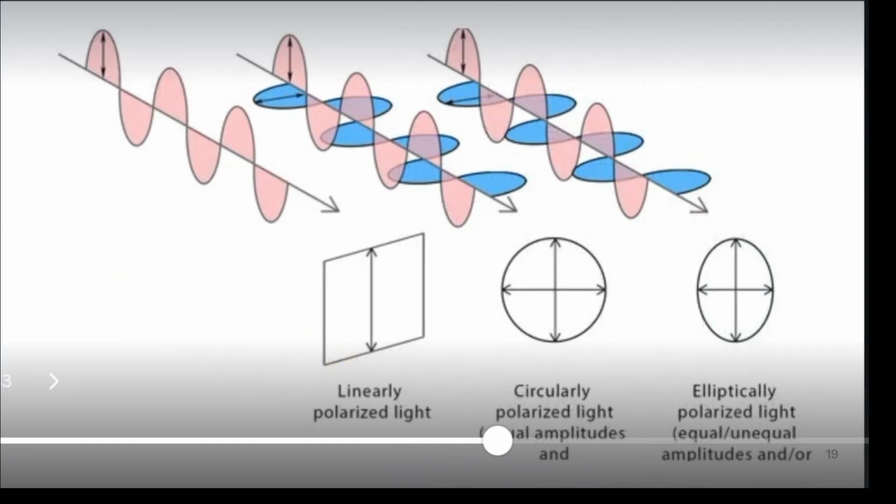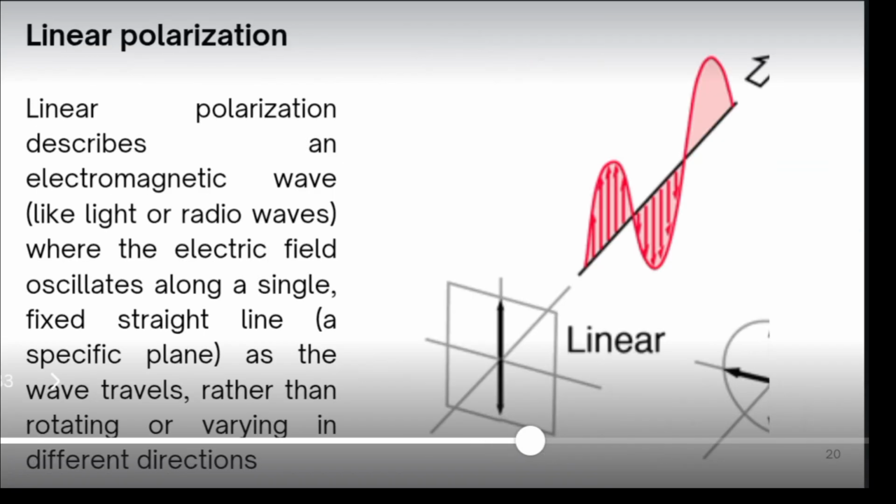So there are three types of polarization, which are linear, circular, and elliptical. Linear polarization describes an electromagnetic wave, like light or radio waves, where the electric field oscillates along a single, fixed straight line, a specific plane, as the wave travels, rather than rotating or varying in different directions.